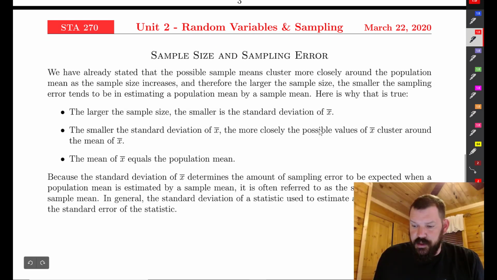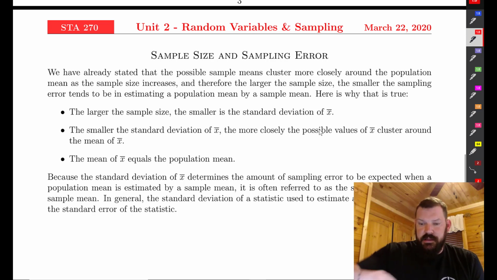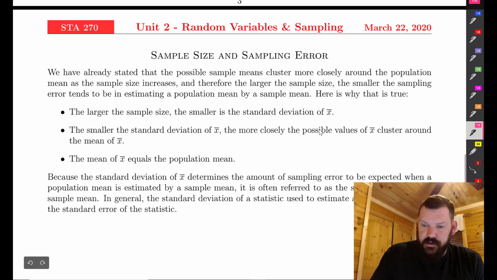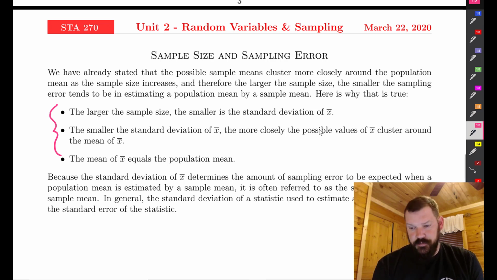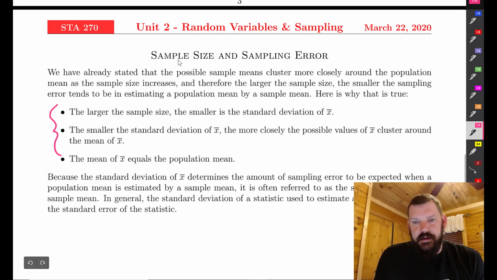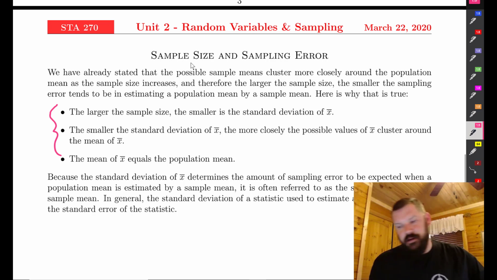Now we're going to start building onto this, and we're going to start looking at more of the sample size and sampling error. But some of the key points that you can see are highlighted right here in these 3 bullet points. The larger the sample size, the smaller the standard deviation of x bar. The smaller the standard deviation of x bar, the more closely the possible values of x bar cluster around the mean. And the mean of your sample means is equal to the population mean. So this kind of gives you a feel for where we're going. And like I said, we're going to build on that in 2.11. We're going to start looking at some more of the math behind all of this.